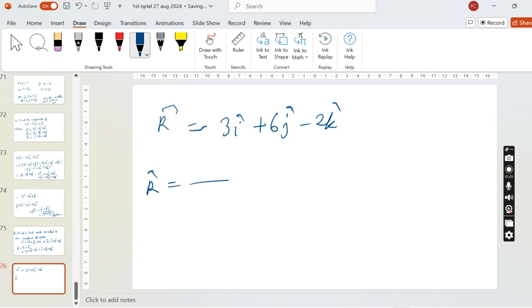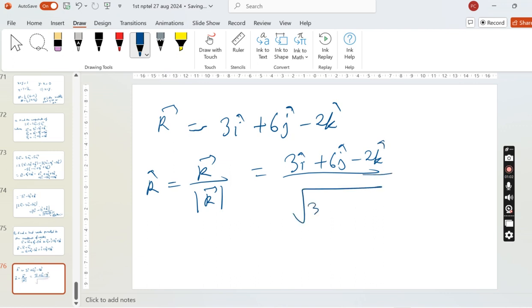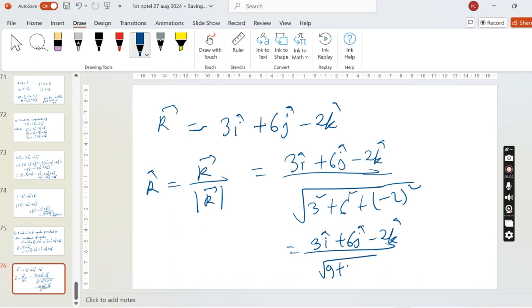So for the unit vector, you need R by mod of R. Mod of R is root of 3 square plus 6 square plus minus 2 whole square, which is 9 plus 36 plus 4, that is 7. So the unit vector is 3i plus 6j minus 2k by 7. So we can write it like this.